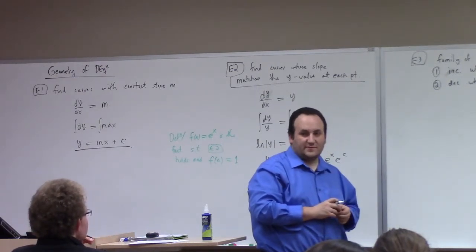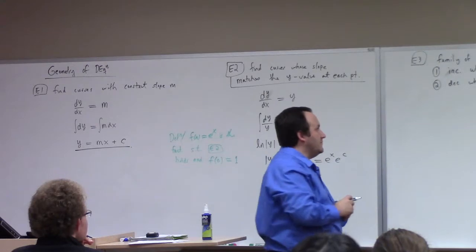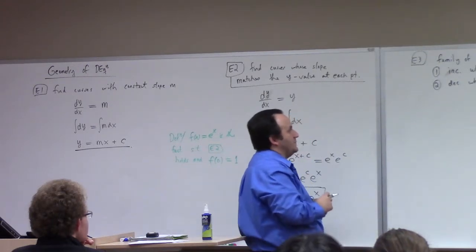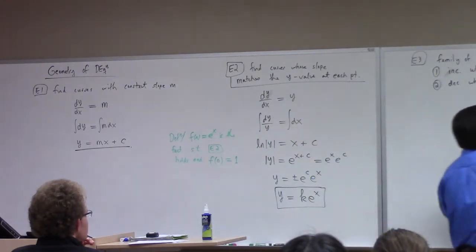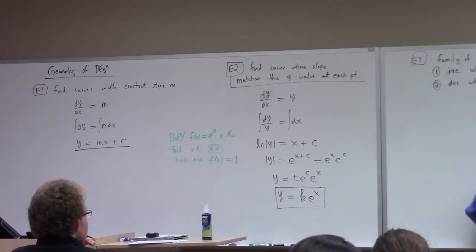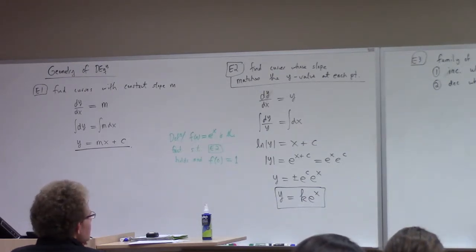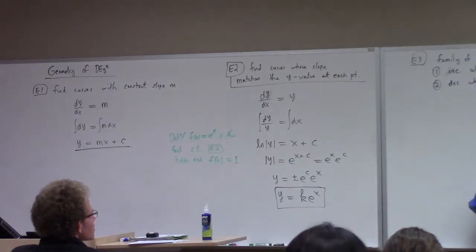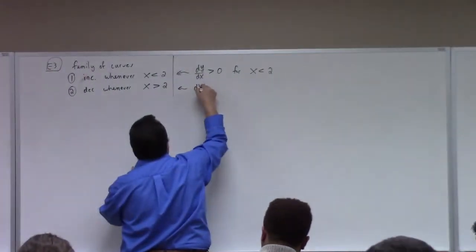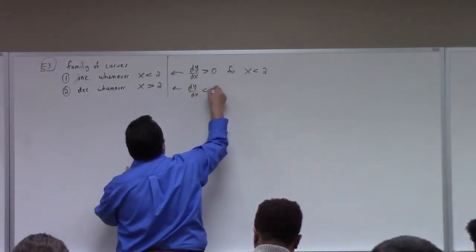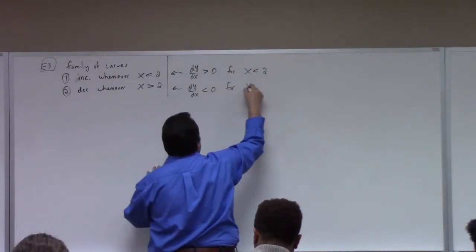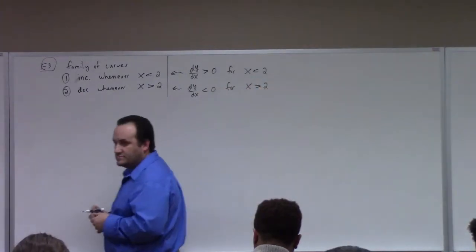So, I mean, there's lots of different options here, but what function can you think of? This would mean, let's see, what does this mean about the derivative? This means that we want dy dx positive, right? For x less than 2. And what do we want here? We want dy dx negative for x greater than 2, right?